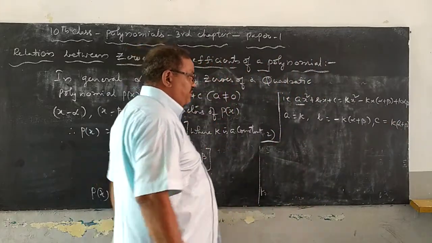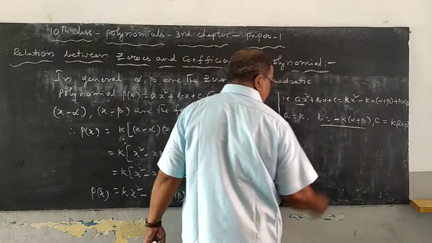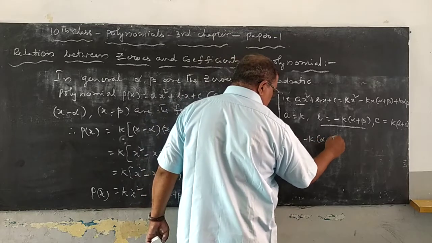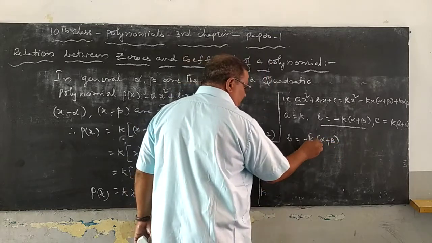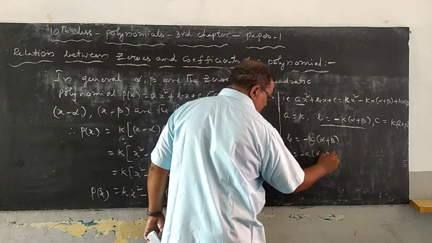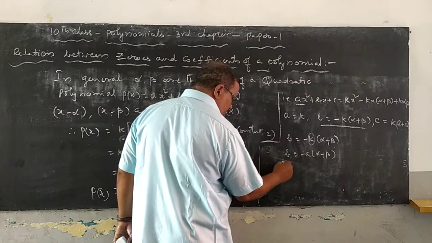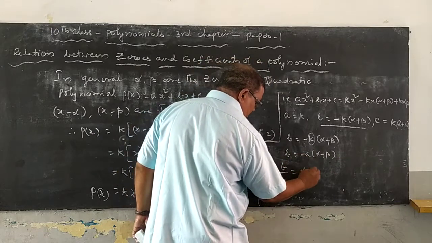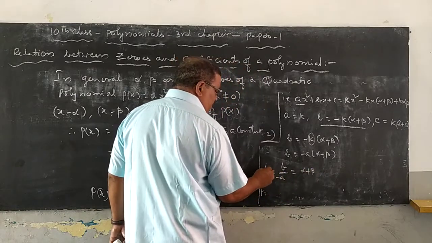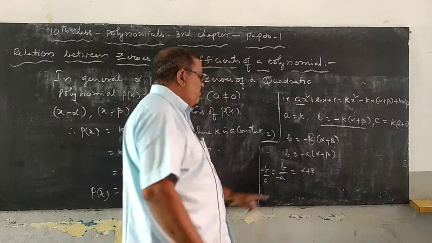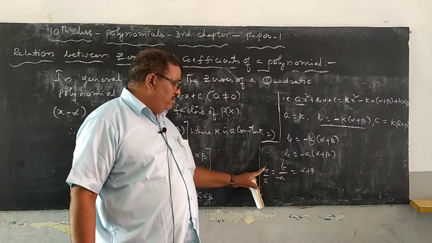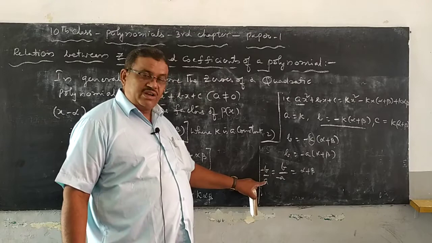Now we need to find, take this one first of all. b is equal to minus k into alpha plus beta. So in place of k, the value is how much? a. So b by minus a is equal to alpha plus beta. This one transposed here, b by minus a is equal to alpha plus beta, that is equal to minus b by a. So alpha plus beta, the sum of zeros, is equal to minus b by a. Minus b means minus coefficient of x by coefficient of x square.